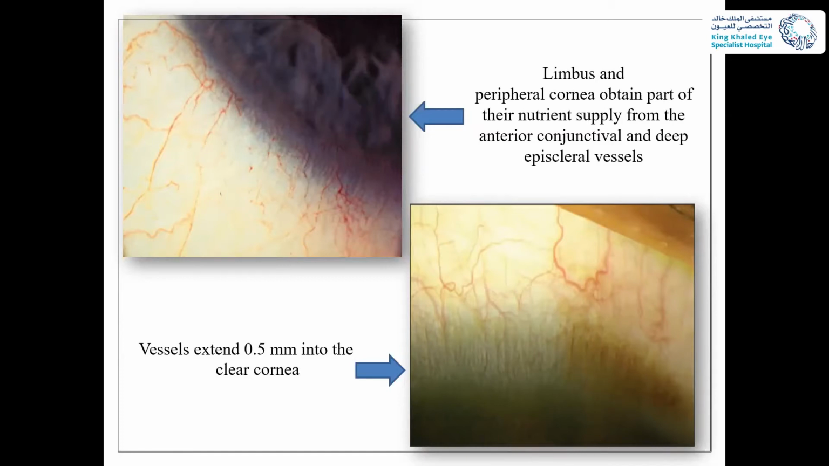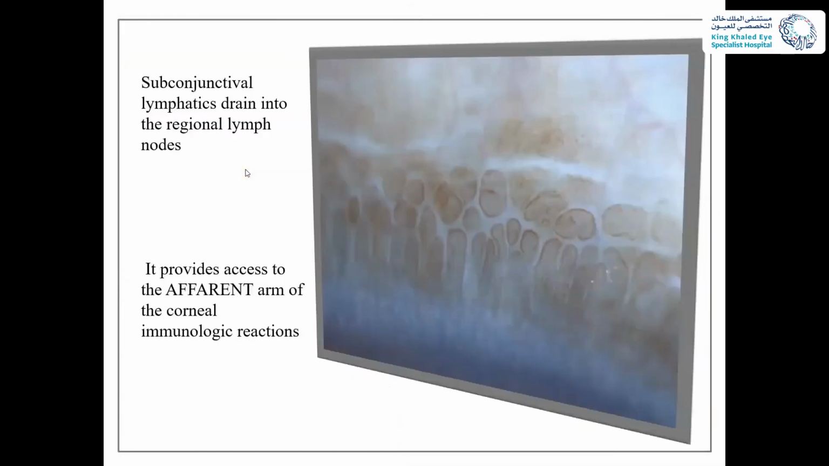Now we have to know that normally these vessels extend up to 0.5 millimeter into the clear cornea. And we do have some subconjunctival lymphatics that drain into the regional lymph nodes, and they provide the afferent arm of the corneal immunological reaction.